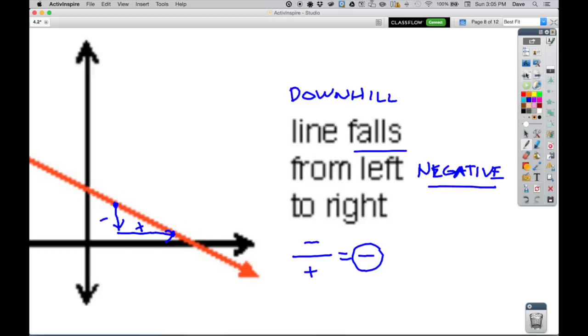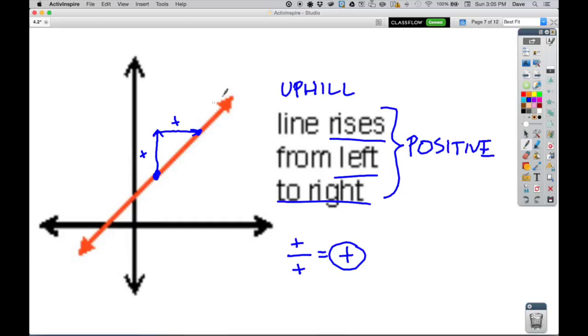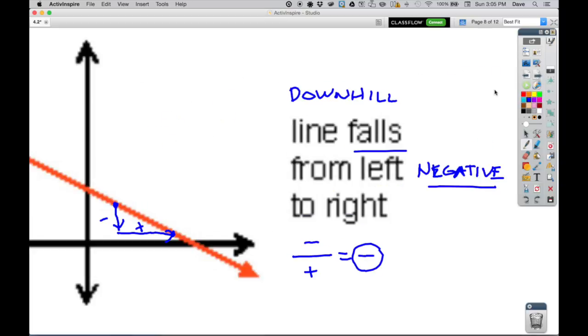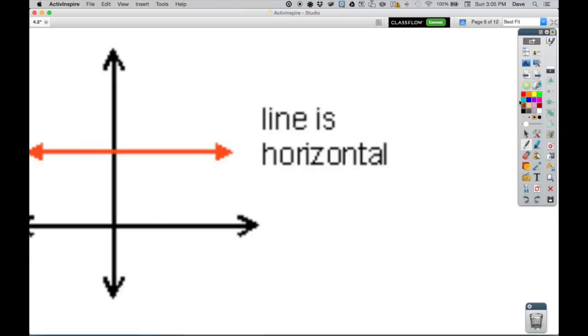Okay, so basically, you see something going uphill, you should be getting a positive answer for your slope. If you see something going downhill, you should be getting a negative answer for your slope. Uphill positive, downhill negative. Now, there's two other scenarios which are fairly rare, but we do need to know about them. What about this? What if the line is perfectly horizontal? In other words, it's just flat.